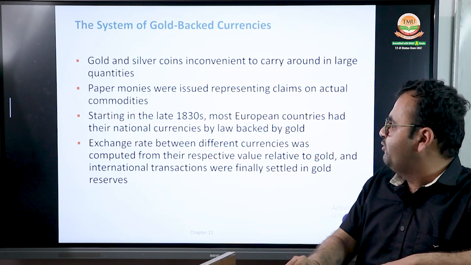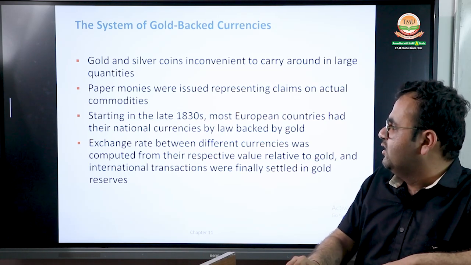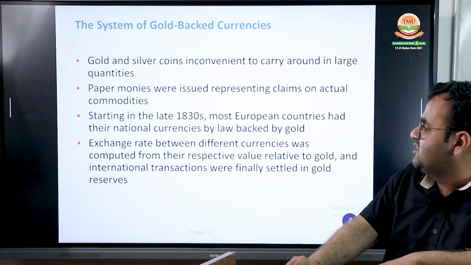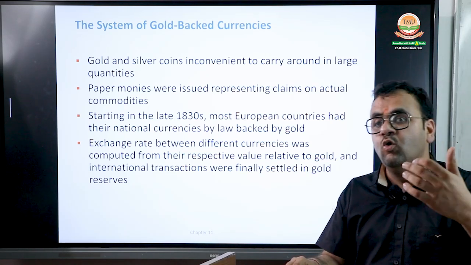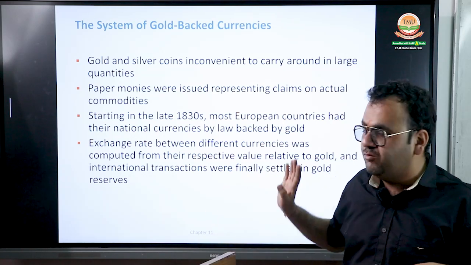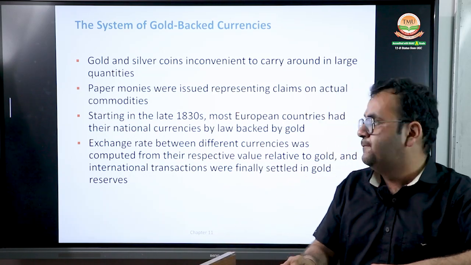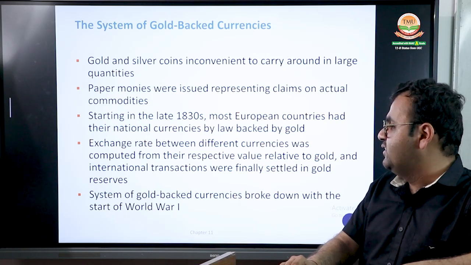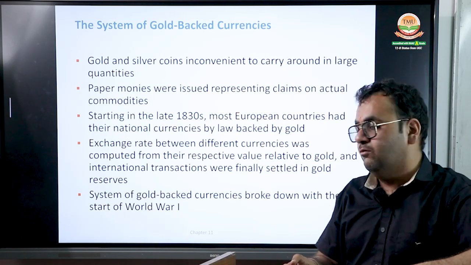Exchange rates between different currencies were computed from their representative value related to gold, and international transactions were finally settled in gold reserves. All international transactions always took place with gold. The system of gold-backed currencies broke down with the start of World War I.